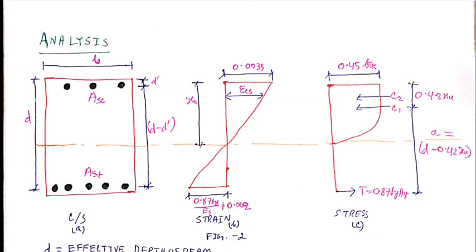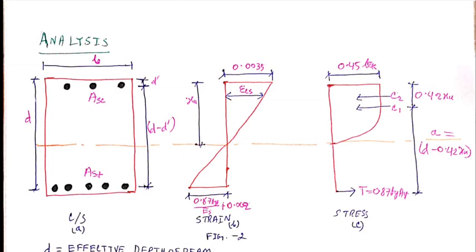This value comes from the assumption in clause number 38.1. The video about that is already in this channel. Go to the description box, you will get this video. But what is extra in this doubly reinforced beam?